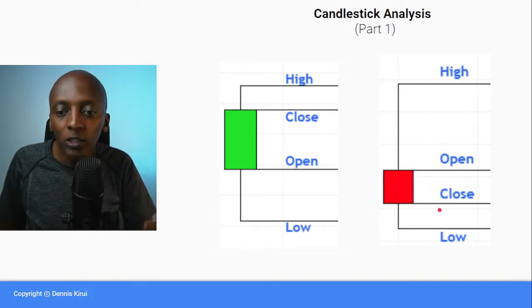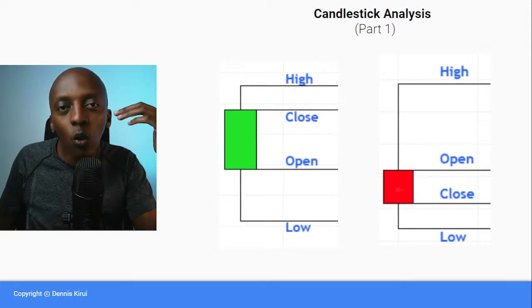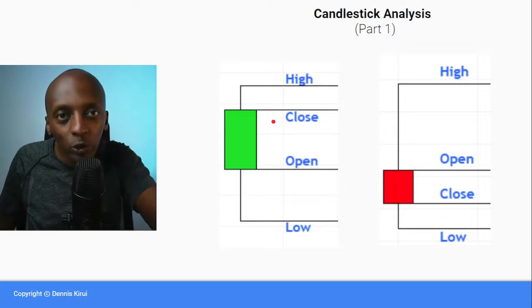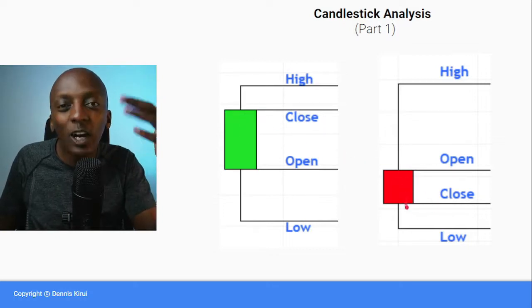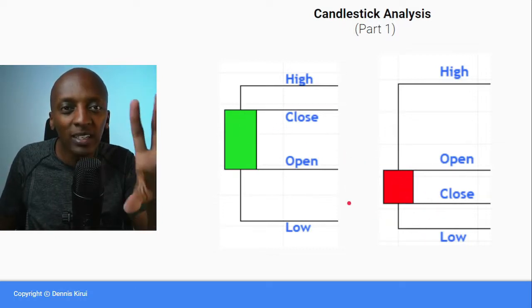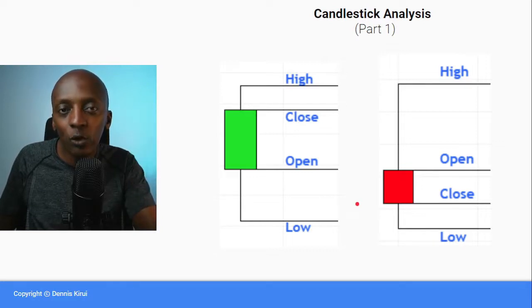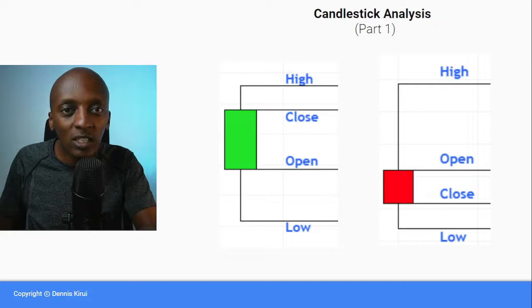But the opening and closing price will shift based on where the market actually opened. So if the market opens lower than the eventual closing price, it will be a green bar. If it closes lower, it will be a red bar. So it's very basic stuff, but it will be very important as you try to understand how to use this information to actually determine our entry points.